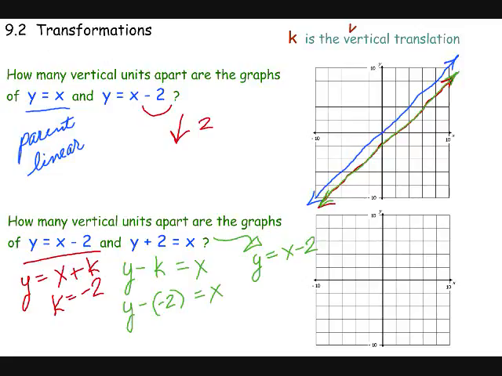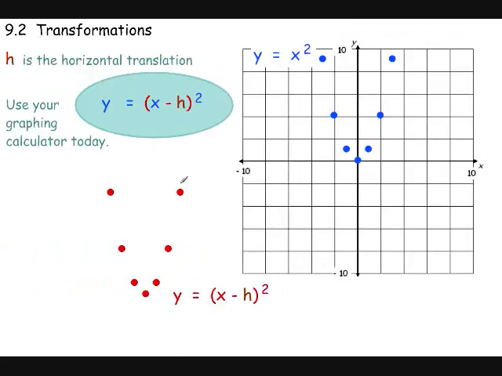On to a horizontal translation. Let me get my blue pen back. We're so familiar with this parent graph, aren't we? I'm hoping that you are memorizing this parent graph with its vertex at 0, 0, and its axis of symmetry at x equals 0. We go over 1 from the vertex, and the graph goes up 1. We go back 1 from the vertex, and the graph still goes up 1.